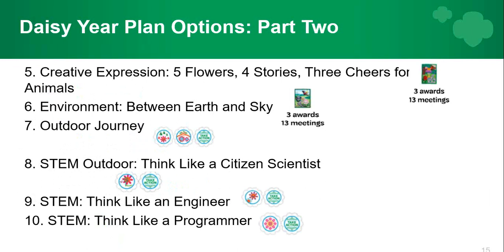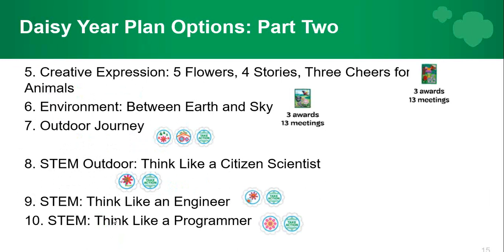Okay, so those 6 are all available in print. Now we get to year plans that are only available on Volunteer Toolkit. You can piece them together from printed materials, but it's kind of difficult. And the best way to get to them is via Volunteer Toolkit.